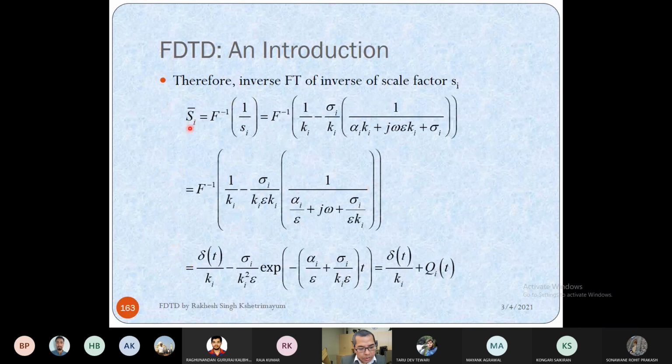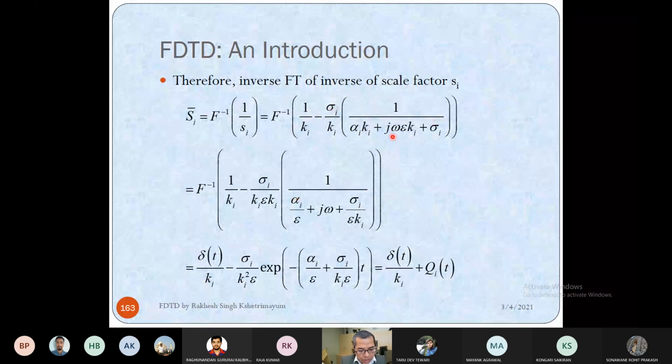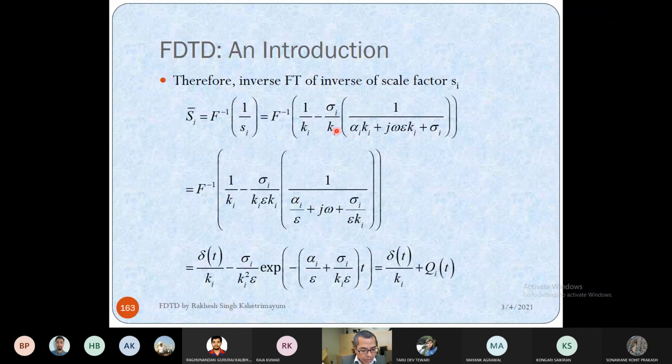So if you want to take the inverse Fourier transform, the Fourier inverse of 1 by Si is the Fourier inverse of 1 by Ki, and this term here, 1 by Bi. Now if you take the Fourier inverse of 1 by Ki, you get the delta function divided by Ki. How about this one? You have j omega here in the term, and you have additional terms here. So in the Fourier inverse, you'll have an exponential term, exponential of this constant here, sigma by Ki squared, and sigma. So you can easily find it out.